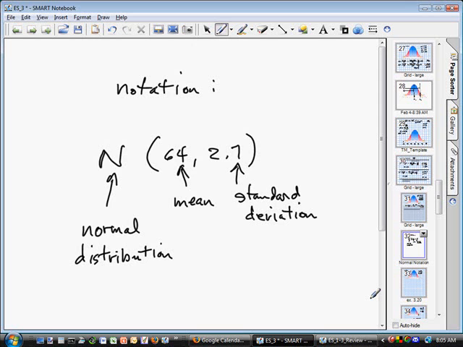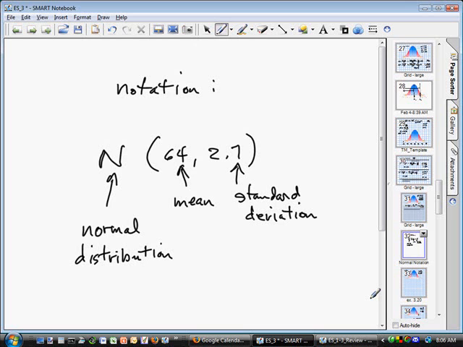When you see this notation, and you're going to see it in your assignments and throughout the chapter, where you have an N, parentheses, they're telling you it's a normal distribution, and they're going to tell you what the mean is and what the standard deviation is.